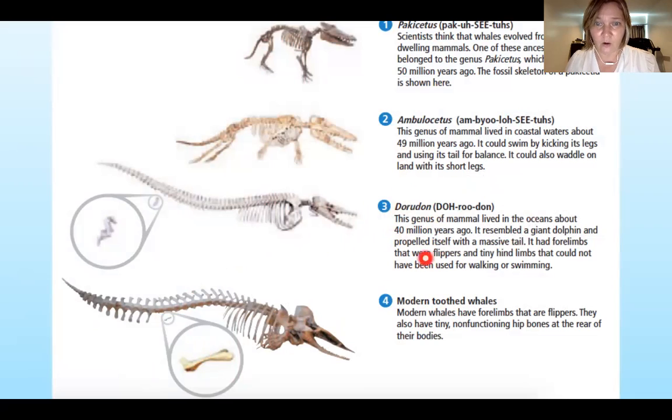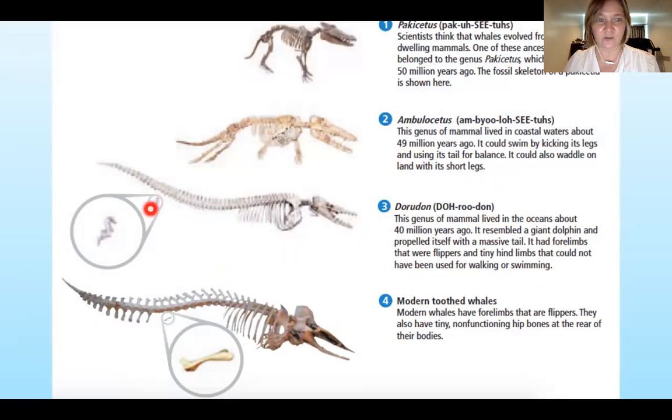All right, so then we go back in time and we have the Dorudon. This genus of mammal lived in the oceans about 40 million years ago. It resembled a giant dolphin and propelled itself with its massive tail. It had forelimbs that were flippers and tiny hind limbs that could not have been used for walking or swimming.